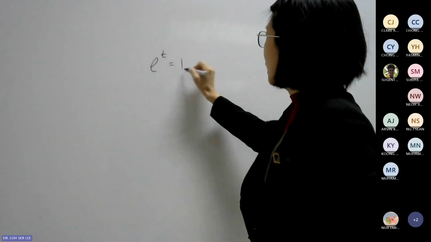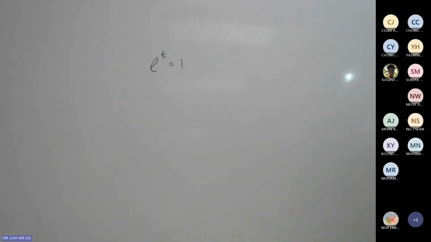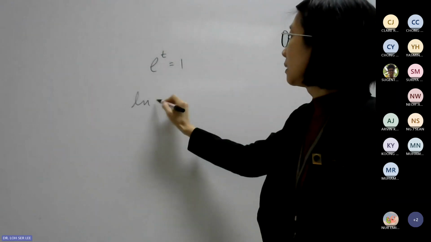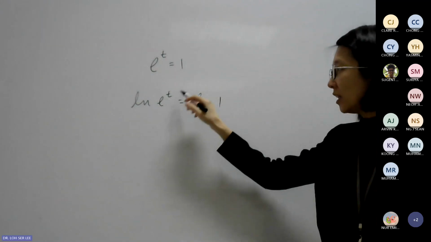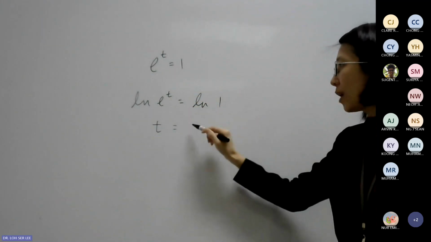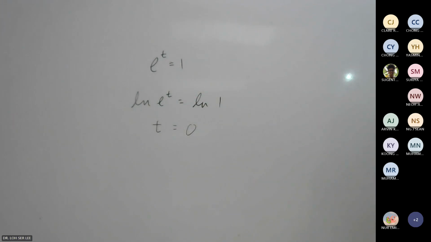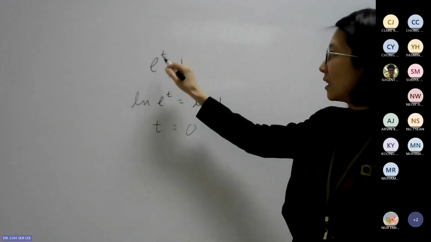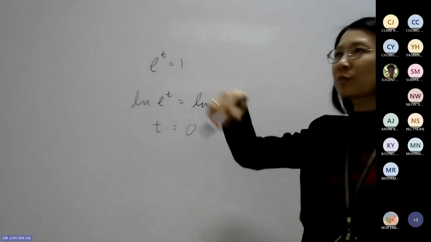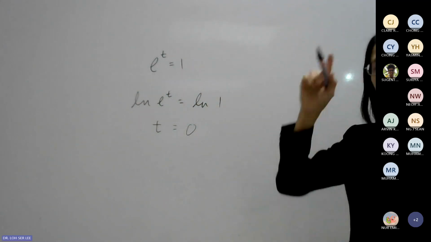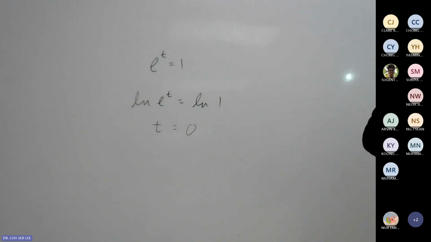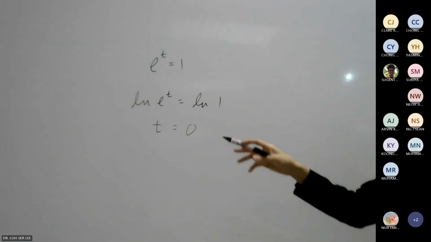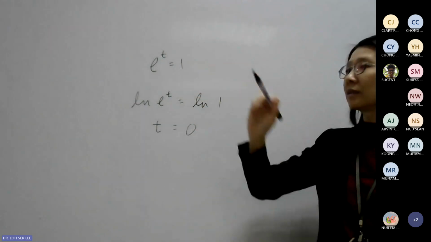Okay, the first one, e^t equals 1, right? Taking ln, ln e^t equals t, and ln 1 is 0. When is e^t equal to 1? Sorry, when is e^t equal to 1? The t must be 0, because e to the power of 0 is 1. So we know that t equals 0.